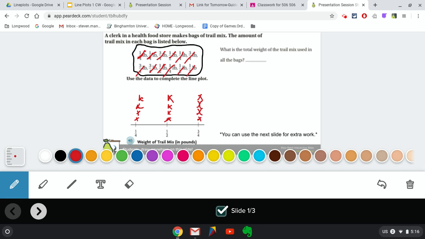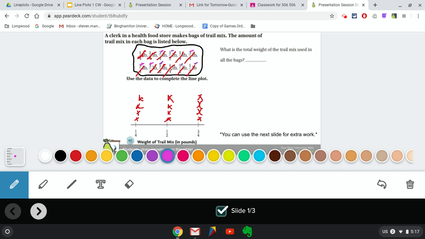We use the X above. If you notice for this one, each one is 4. There should be 4 X's for each one, right? We have 1, 2, 3, 4 1/4. I'll use a different color. We have 1, 2, 3, 4 1/2, and we have 1, 2, 3, 4 3/4. So if you look, there should be 4 X's above each number.